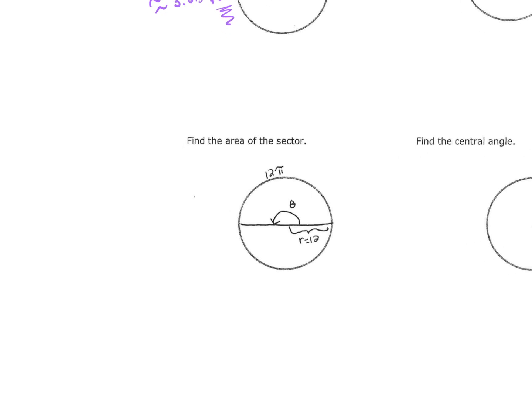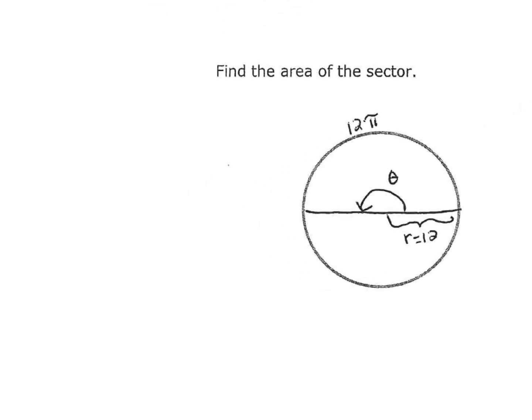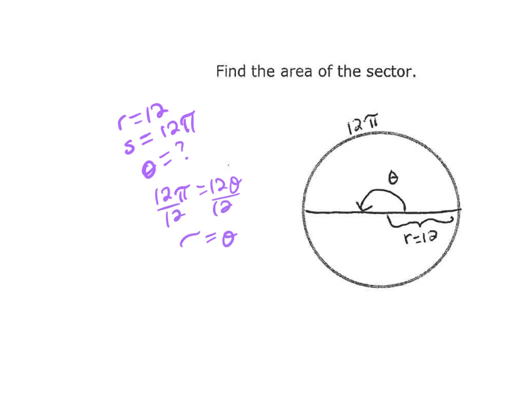All right, let's take a look at this one. We're finding area of a sector again. What are we given? Sam, what's one piece of information we're given? Okay, so radius is 12. What else are we given? Sophia, what's that other one? The 12 pi, what is that? Okay, so that's our s, that's 12 pi. So once again, we're having to figure out what theta is, right? So 12 pi equals 12 theta. So theta is equal to pi.